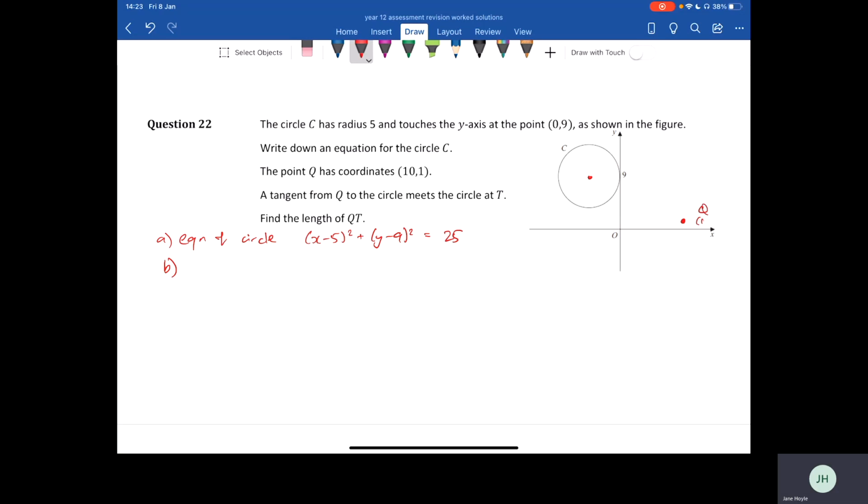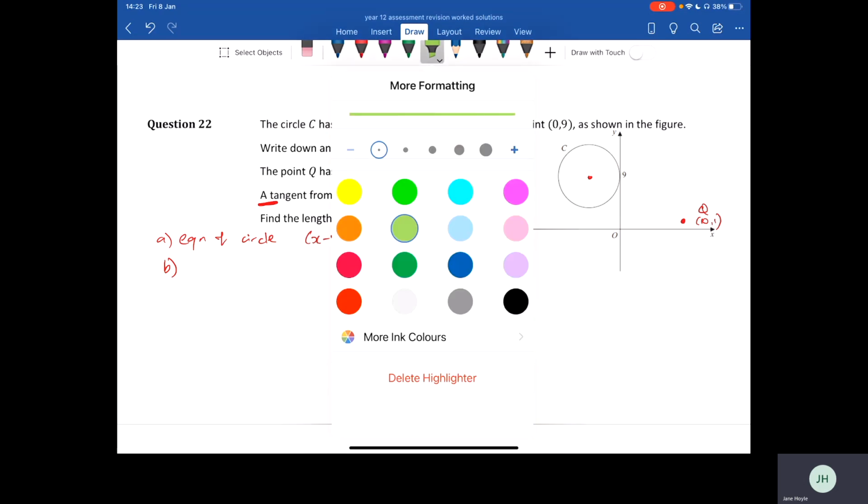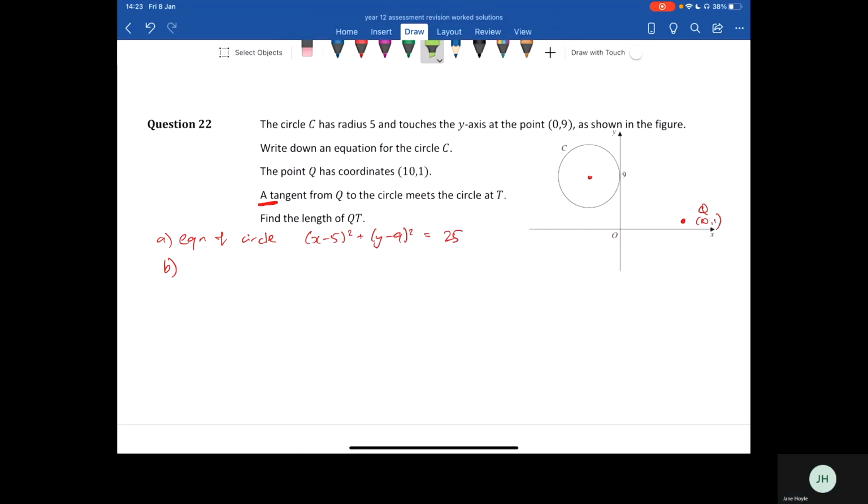This is Q, which is (10, 1). It says a tangent. Now, why does it say a tangent? Of course, we can draw a tangent going from there to there, cutting that point there. I say cutting, but I mean just touching. But actually, we've got another tangent up here, haven't we?